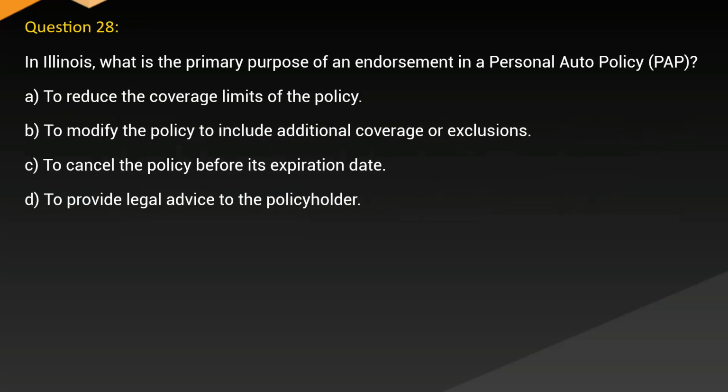Question 28. In Illinois, what is the primary purpose of an endorsement in a personal auto policy, PAP? A. To reduce the coverage limits of the policy. B. To modify the policy to include additional coverage or exclusions. C. To cancel the policy before its expiration date. D. To provide legal advice to the policyholder.